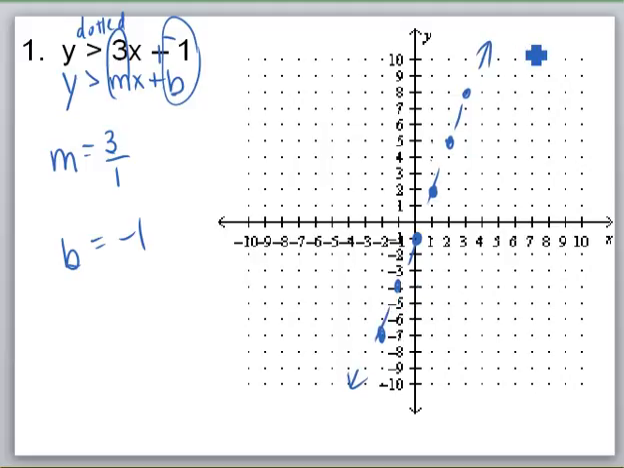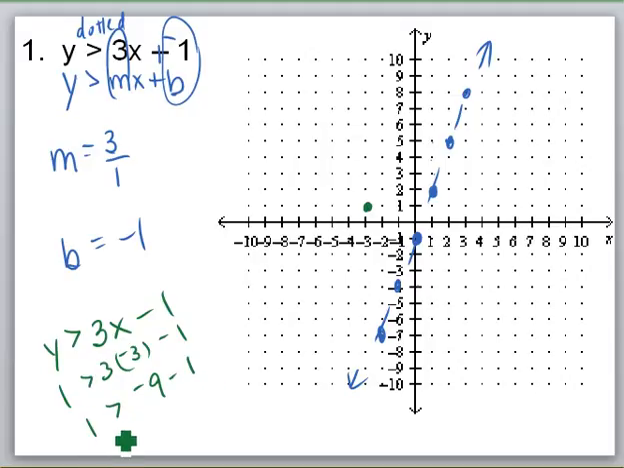Which side do I shade? And like I said, you can pick a point. So let's say you pick negative 3, 1. Well, if you plug that in, I'll just rewrite the original. I can plug in negative 3, and I can plug in 1. I get negative 9 minus 1, and I have 1 is greater than negative 10. So this is true, meaning I would shade this direction.